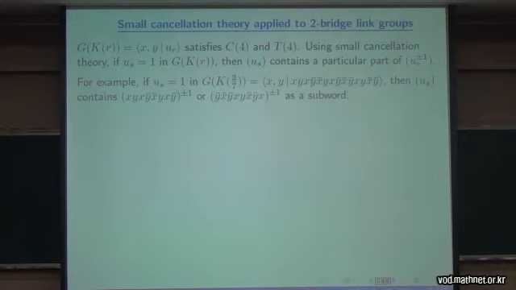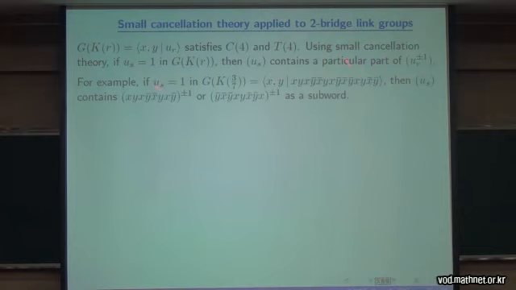So, now let me introduce our results about two-bridge link groups. We obtained these results using small cancellation theory. We first observed that this presentation satisfies the C(4) and T(4) conditions. And using small cancellation theory, we proved the following fact. Briefly speaking, if u_S represents an essential simple loop, and u_S equals the identity in this two-bridge link group, then such a word contains some particular part of this layer. We explicitly described this particular part.